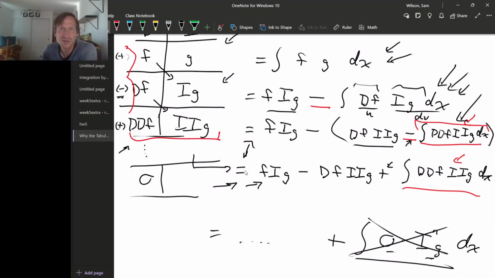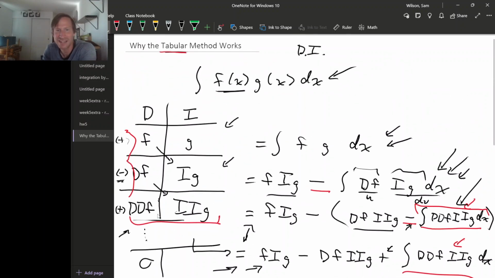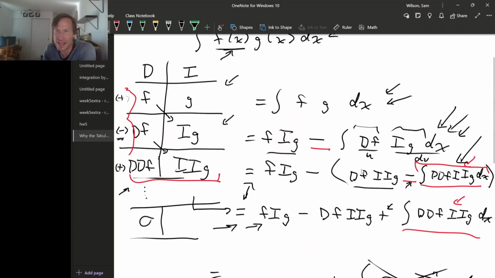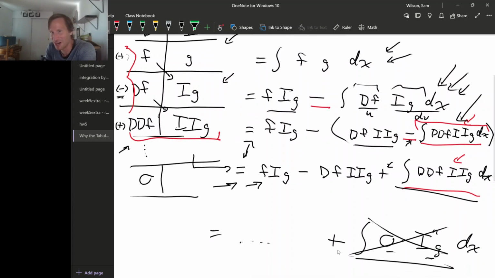So if you use this tabular method to calculate an integral where one of these pieces is a polynomial, you actually don't end up with an integral in your result, but that's because the integral that you would have gotten was 0.